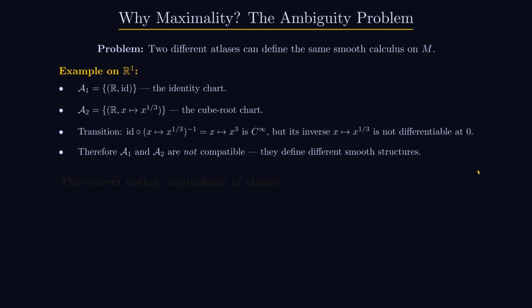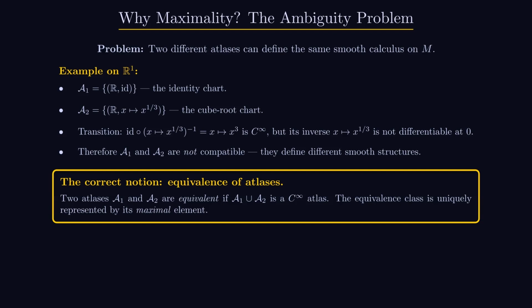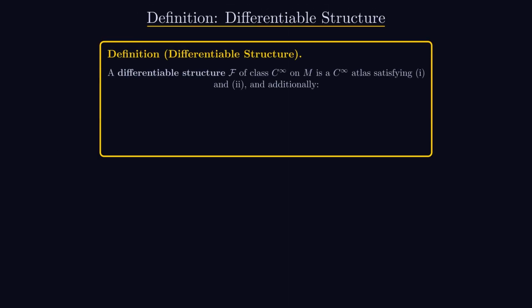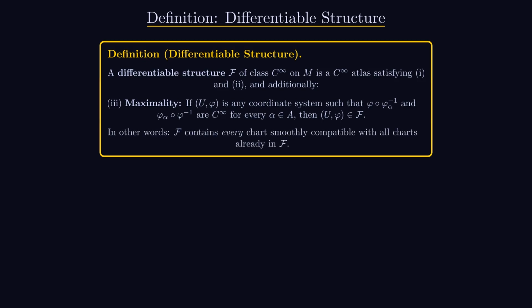The correct notion is equivalence of atlases. Two atlases are equivalent if their union is still a C infinity atlas. Each equivalence class is uniquely represented by its maximal element, the atlas that contains every compatible chart. A differentiable structure F of class C infinity on M is a C infinity atlas satisfying coverage and compatibility, and additionally maximality. If any coordinate system U with phi is smoothly compatible with every chart already in F, then U with phi must already be in F. In other words, F contains every chart smoothly compatible with all charts it already contains.